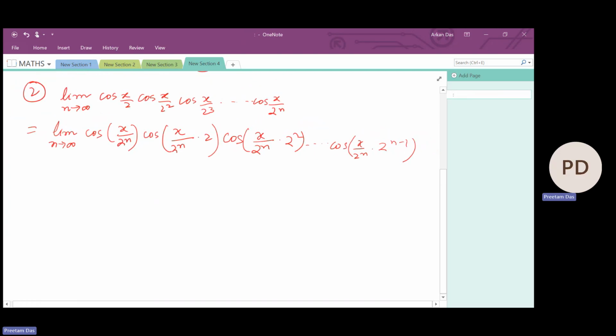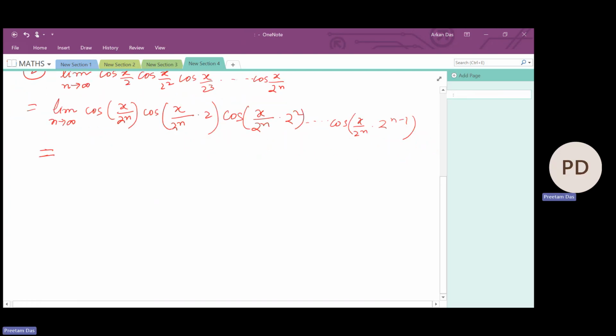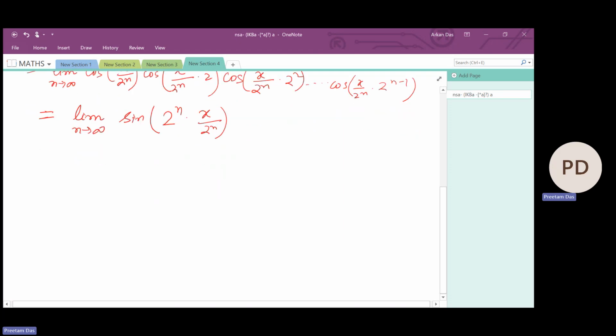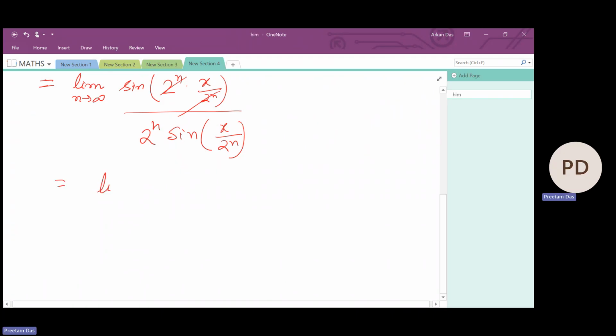Okay. So now what is the formula for cos a, cos 2a and so on? You have to figure out the number of terms first. Since it is ending at n minus 1, number of terms is n. So sine 2 raised to n a, what is a? This a is x by 2 raised to n, and divided by 2 raised to n sine a. So this cancels. And how do I solve this question? Sin x will be basically constant for this limit, so we can take it out of the limit.